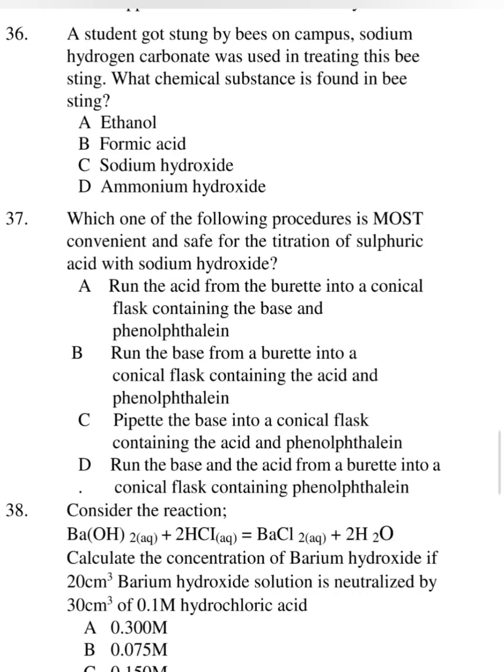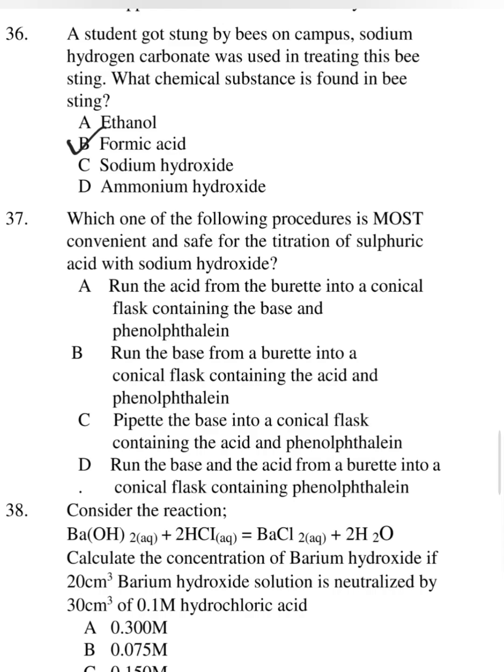In number 36, a student got stung by bees on campus. Sodium hydrogen carbonate was used in treating this bee sting. What chemical substance is found in a bee sting? The fact that sodium hydrogen carbonate was used in treating the bee sting, we expect that the bee sting should be acidic because sodium hydrogen carbonate is a base. So this treatment of the sting usually has to do with a neutralization reaction, and so in all the options, we only have B, formic acid. That can be the only option.